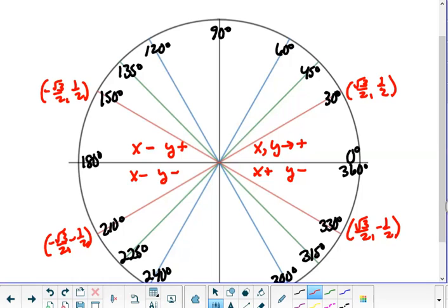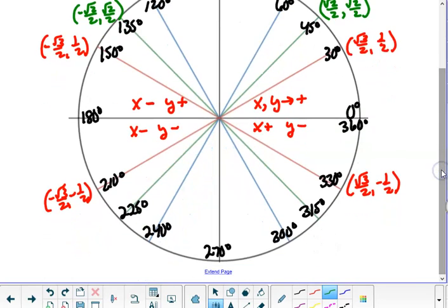Now let's go ahead and do our 45 degree angles. So 45, we have square root of 2 over 2, square root of 2 over 2, negative square root of 2 over 2, square root of 2 over 2 in quadrant 2. In quadrant 3, we have both negative, negative square root of 2 over 2, negative square root of 2 over 2. Quadrant 4, x is positive again, so positive square root of 2 over 2, negative square root of 2 over 2.